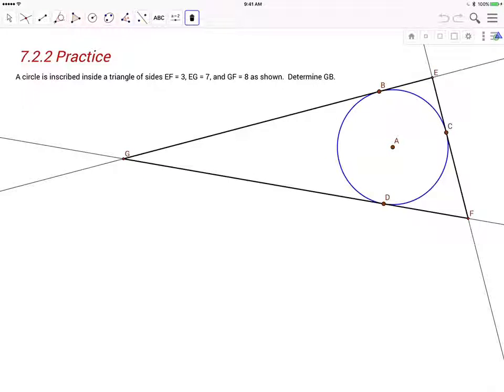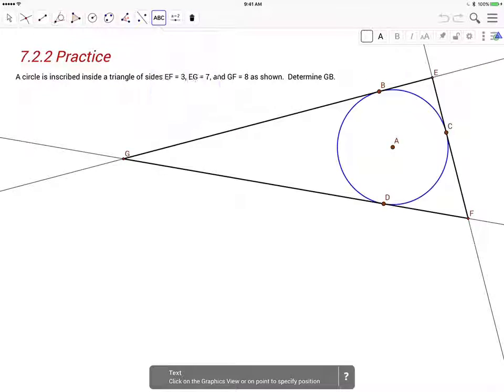Okay, here's 7.2.2 practice. A circle is inscribed inside a triangle of sides. EF is 3, EG is 7, GF is 8. Determine GB. Okay, you should pause and do the problem and then start it right back up. Okay, here comes the solution.